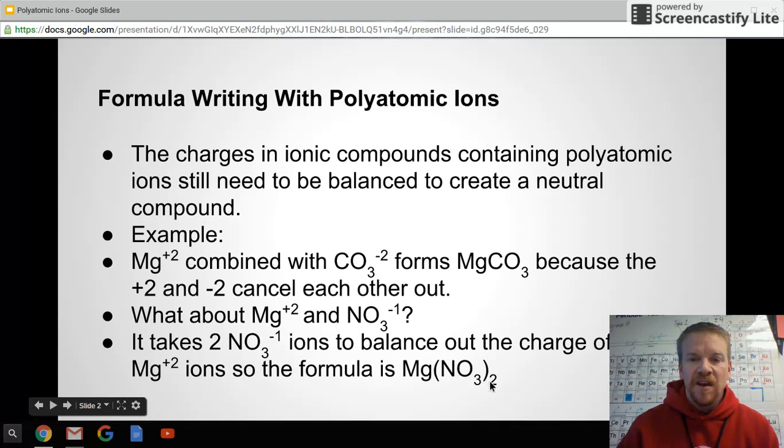If I didn't have the parentheses there, it would look like NO32. And that's not what we have. We have 1 Mg and 2 NO3s. Right? So if I had a particle model, if I was drawing a structure for this, it would be an Mg and then an NO3 coming off in one direction and an NO3 coming off in another direction. It's just showing this ratio within the compound.